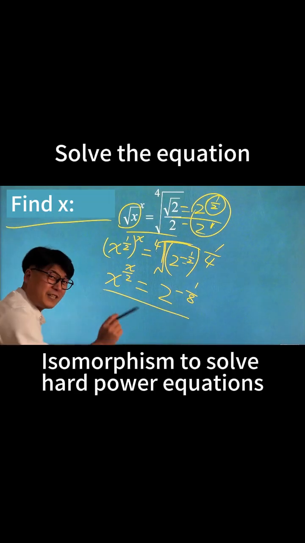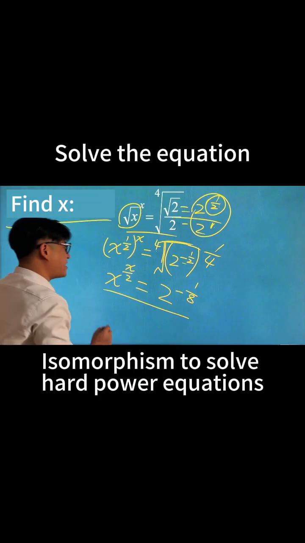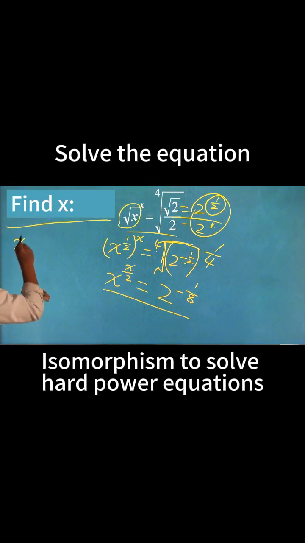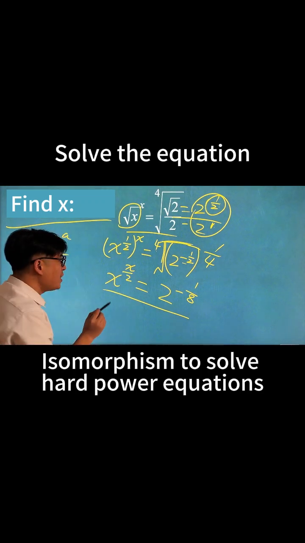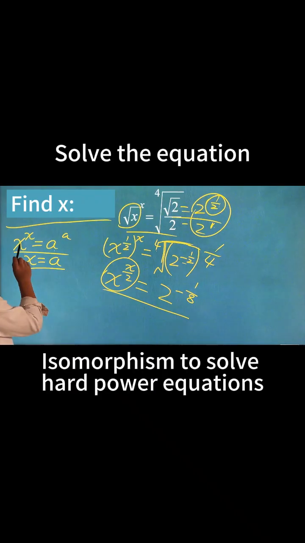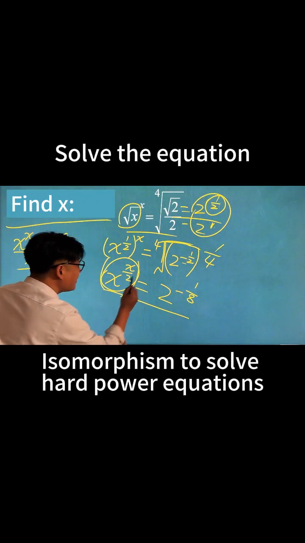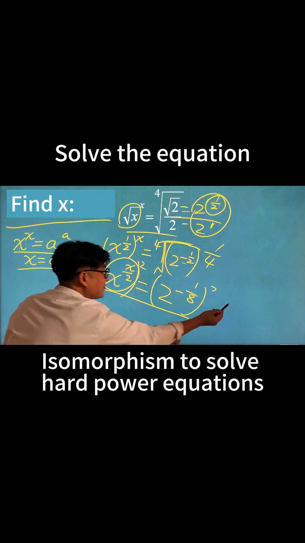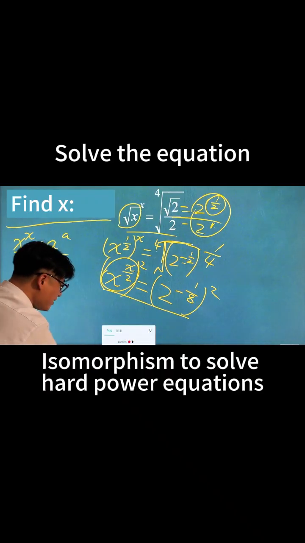Moving on to the next step, many students might be thinking of the isomorphism method, right? What is the isomorphism method? It means that if x to the x power equals a to the a power, can I conclude that x equals a, right? Isomorphism means constructing the same form. Constructing the same form. So how do we turn it into x to the x power? Well, obviously we square both sides, right? Then what do we do next?